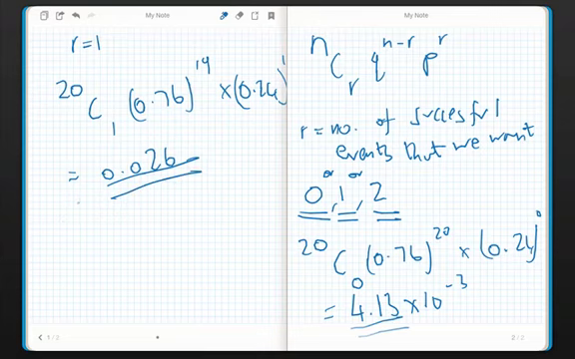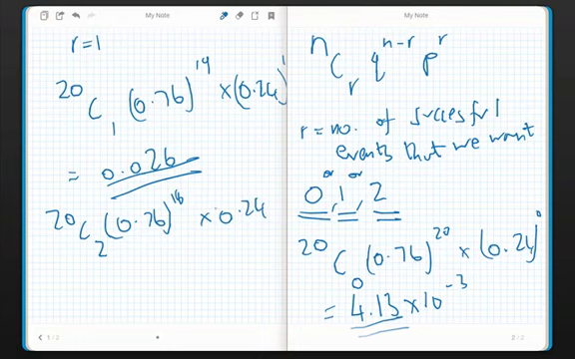Next, we want to find the probability that there are 2 5s. So we will have 20C2, 0.76 to the power of 18, times 0.24 to the power of 2. If we calculate this, we get 0.078. So that means there's a 0.078 probability of getting 2 5s in those 20 trials.